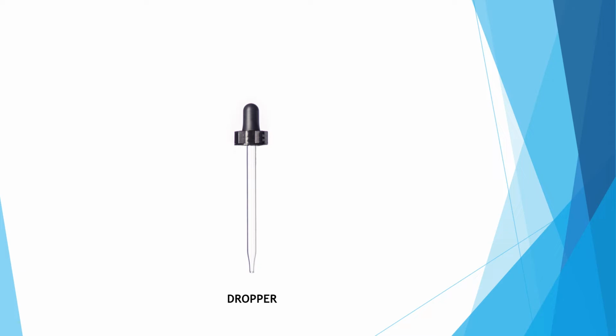And next is the dropper. Dropper is used to take a liquid or any compound or any chemical in a very small amount. Dropper is generally used when we do not need to measure the exact amount. We only measure how many drops we have to put. Then we use the dropper.